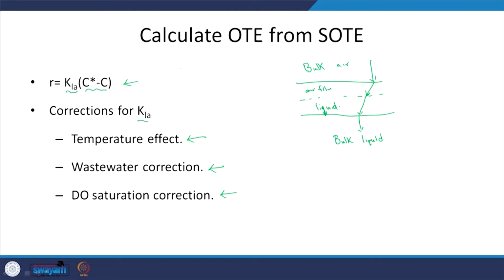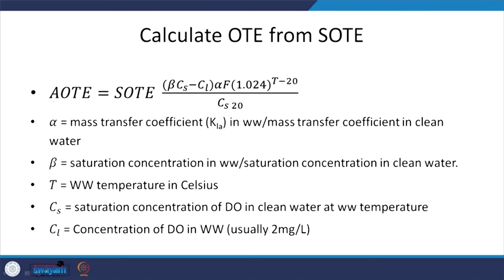As you can see, C star is the concentration at equilibrium, and C is the current concentration of dissolved oxygen in the water. That is how you can understand it. And how do I calculate AOT in terms of SOT? Here we have different correction factors. One is alpha.